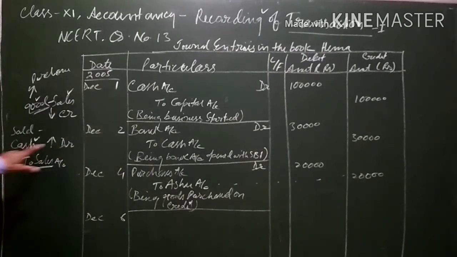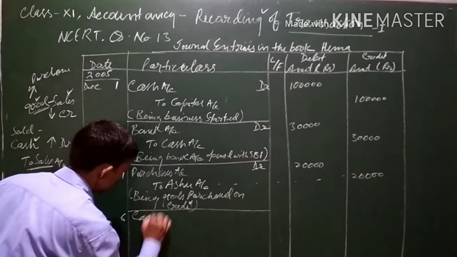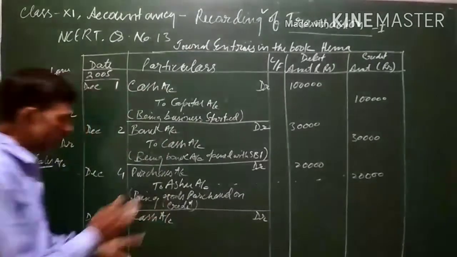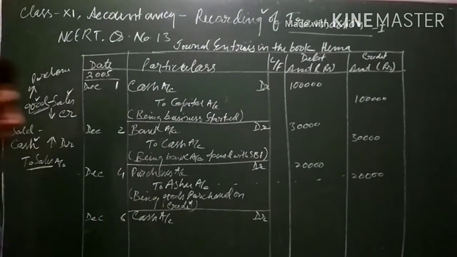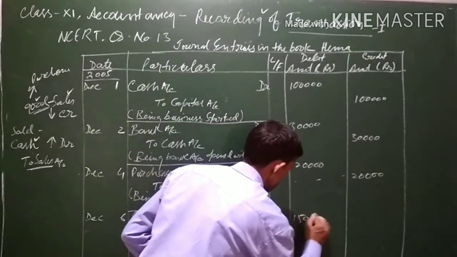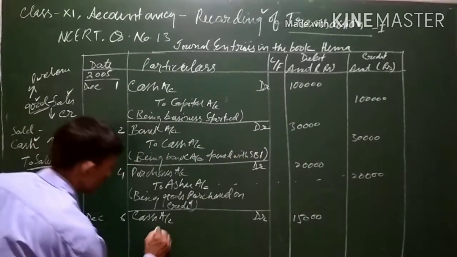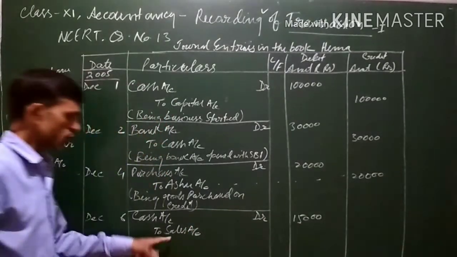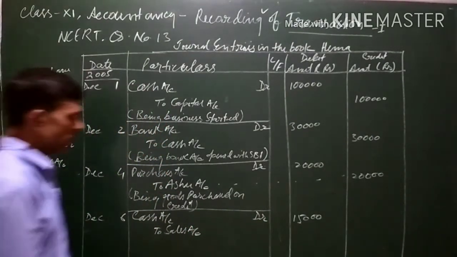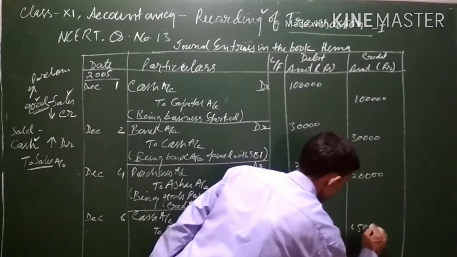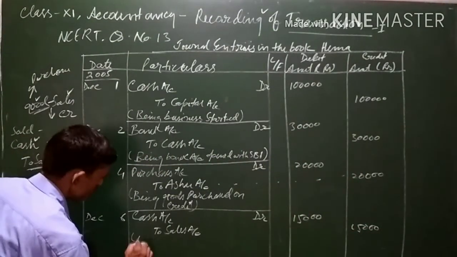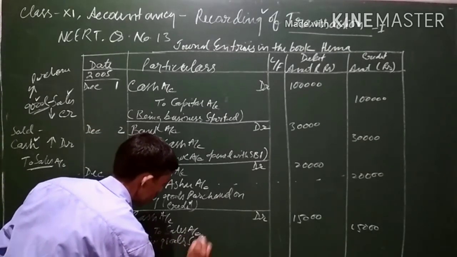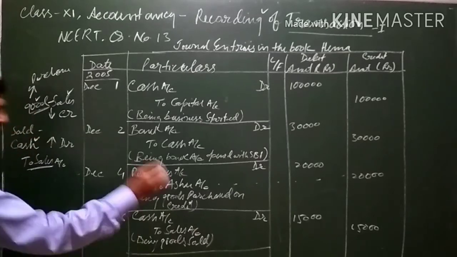So the entry will be cash account debit. Cash account debit because cash is an asset, and if you are selling goods, you will be getting cash. There will be an increase in cash in the business to the extent of 15,000. Sales account is credited because goods are going out of the business and goods is an asset. If an asset goes out of the business, it is to be credited, 15,000. In the narration we will be writing: being goods sold. Being goods sold.